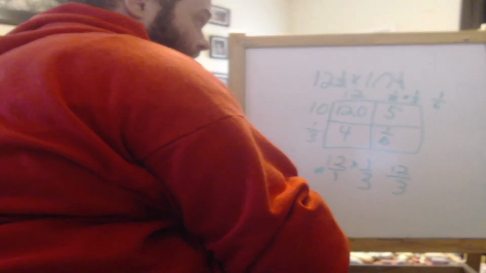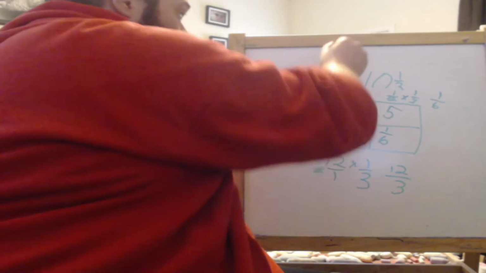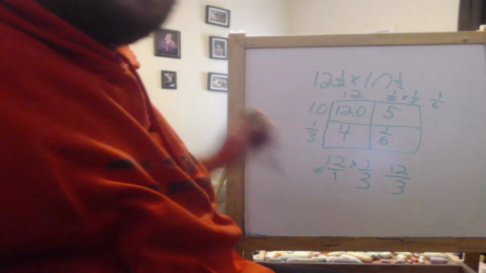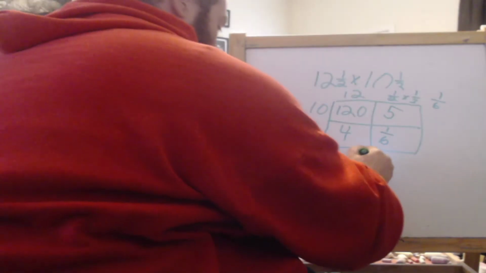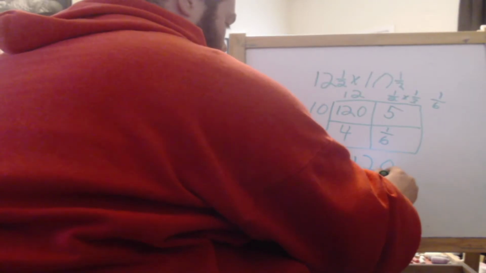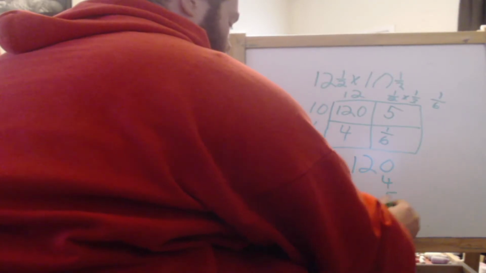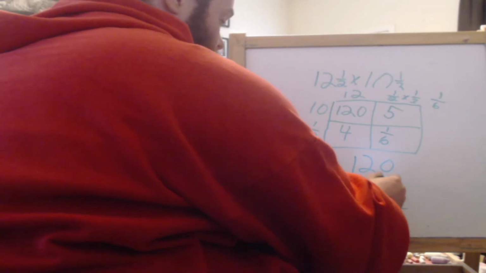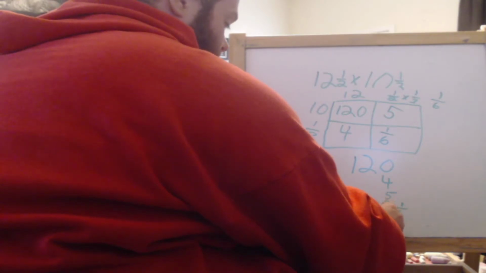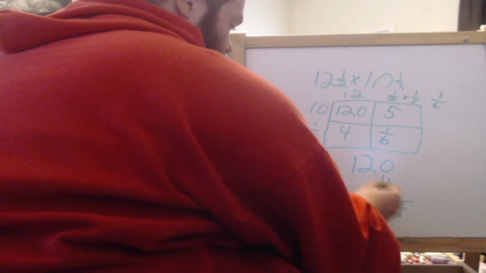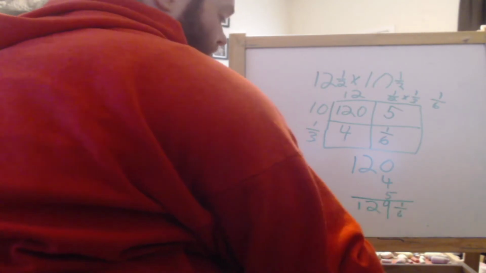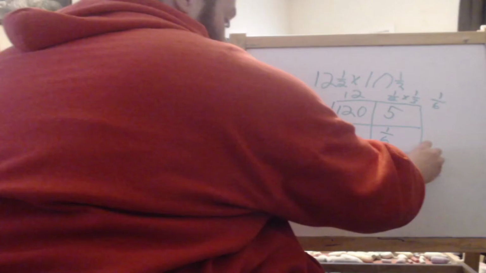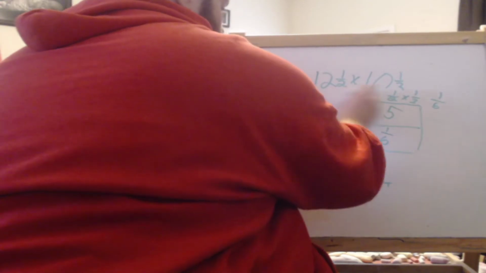Now we just have to add these all up, right? So 120, make sure that we keep 4, 5, and then we can just put the 1/6 over here. So 4 plus 5 is 9, and then 0, and then 129 and 1/6. So we can do it like that, but we can also do it another way.